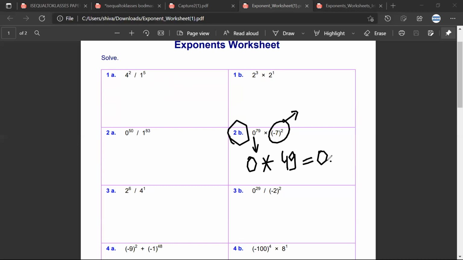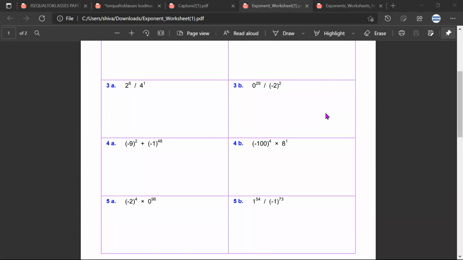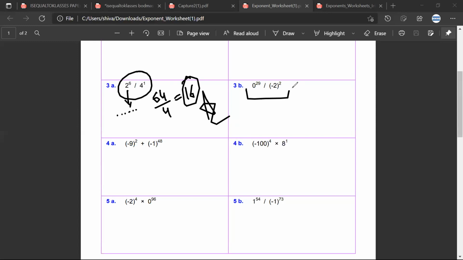Have you understood? Yes, sir. Is there any doubt still? No, sir. 3A. So 16. See, this would be equal to 2, 4, 8, 16, 32, 64 upon 4 is 16. Shabash. 3B.